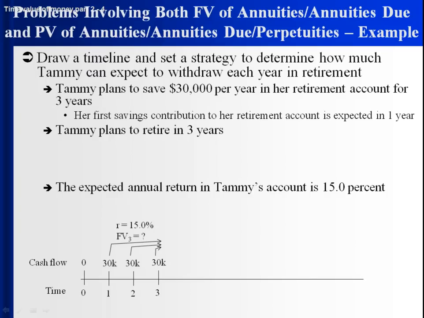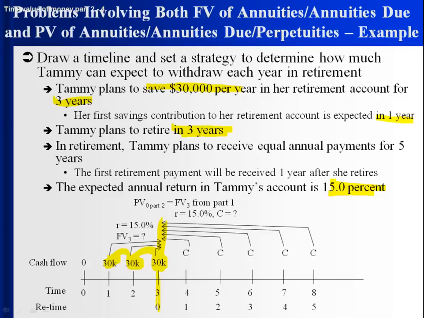So this is kind of the first part. She's going to save $30,000 per year for 3 years, and she's going to start in 1 year. So 1 year, 2 years, 3 years, 30,000, and we'll figure out how much she has in 3 years, which is actually when she retires, at 15%. So 30 times 1.15 squared plus 30 times 1.15 plus 30 is how much she'll have when she retires in 3 years. We can figure that out as the future value of an annuity.